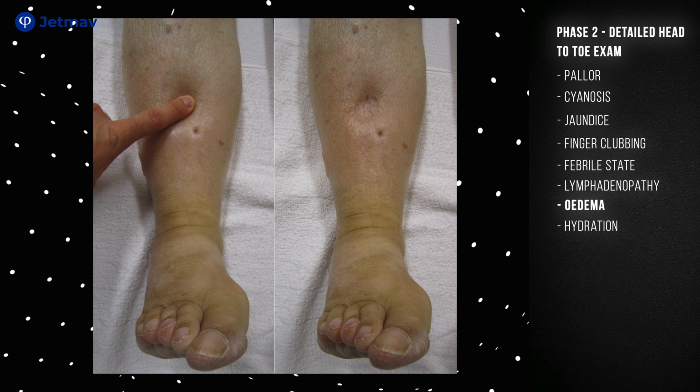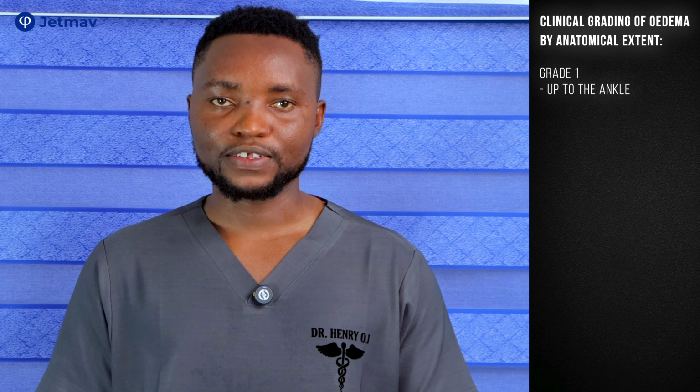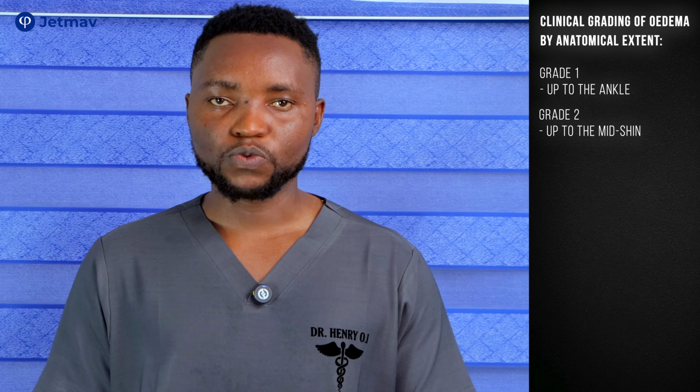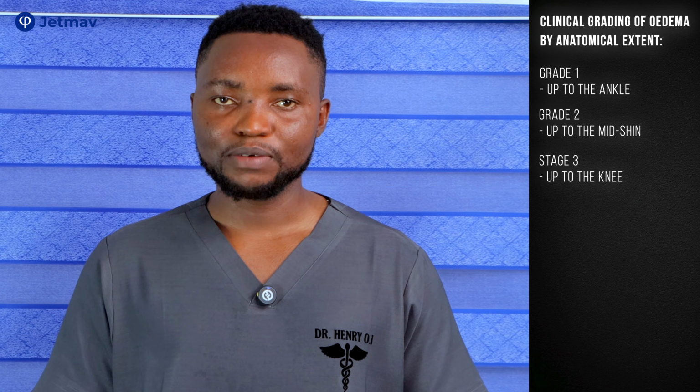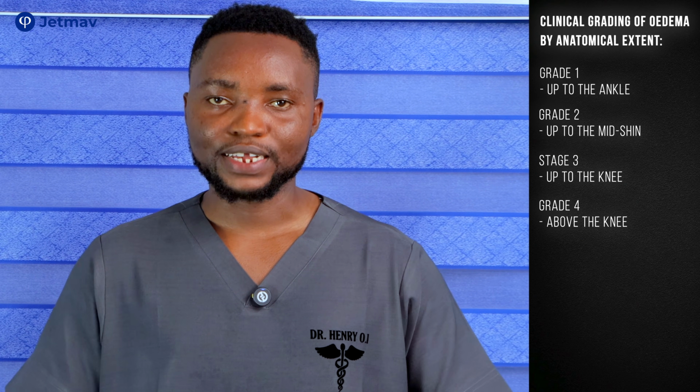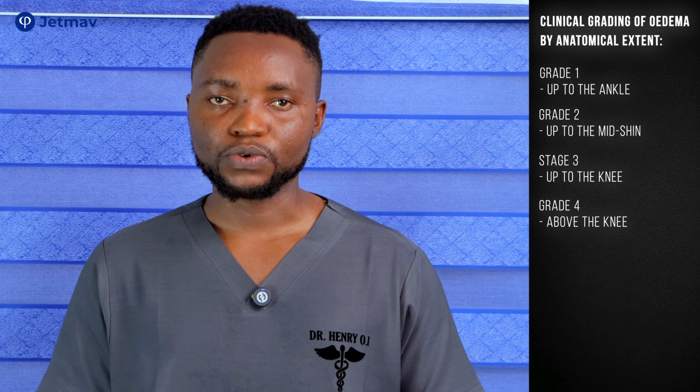Then clinical grading of edema, often used in teaching settings, is by anatomical extent. Grade 1 edema is when the swelling is up to the ankle. Grade 2 is when it is up to the mid-shin. Grade 3 is when the edema is up to the knee. Grade 4 is when it extends above the knee into the thigh and even the sacral area. So this is the clinical grade we use in edema.